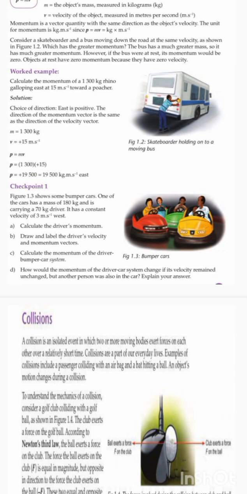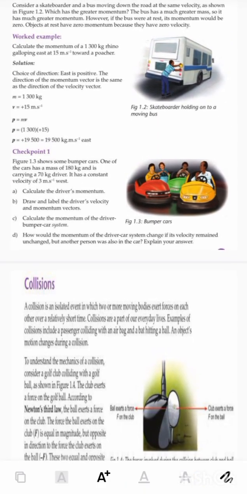Okay, and then here we have a worked example. They say calculate the momentum of a 1300 kg rhino galloping east at 15 meters per second towards a poacher. Some of us don't know what galloping means, but from reading the question, I simply know the rhino is running fast towards a poacher. Even if they did not say galloping, they say calculate the momentum for a 1300 kg rhino going east at 15 meters per second towards the poacher.